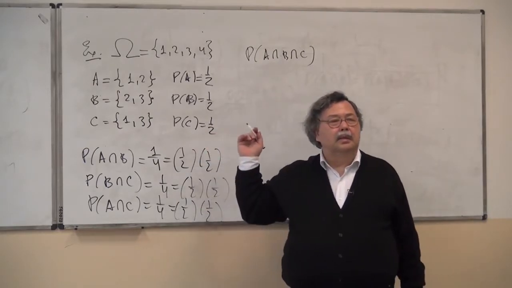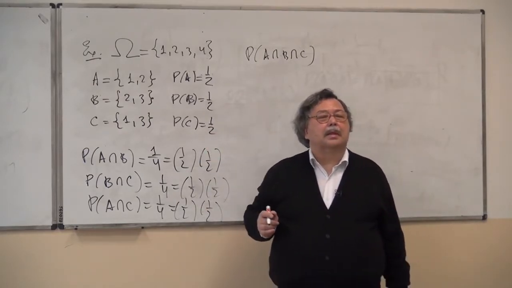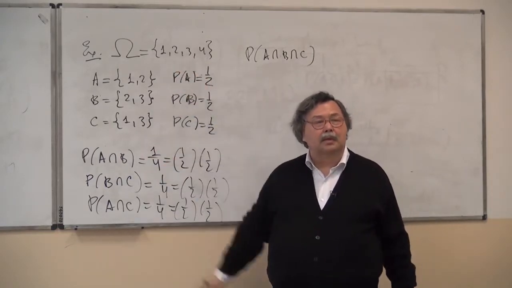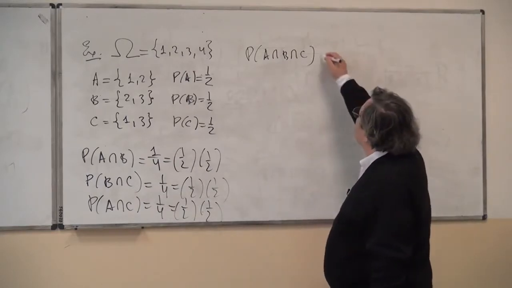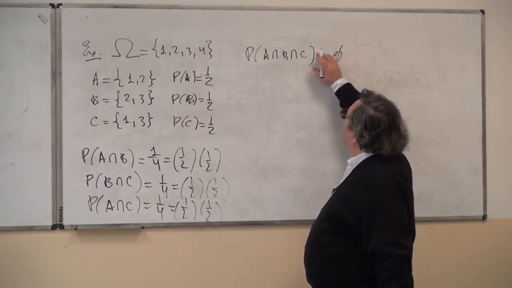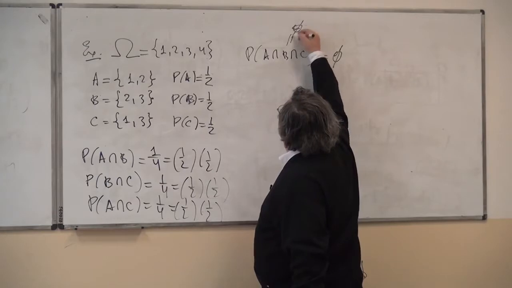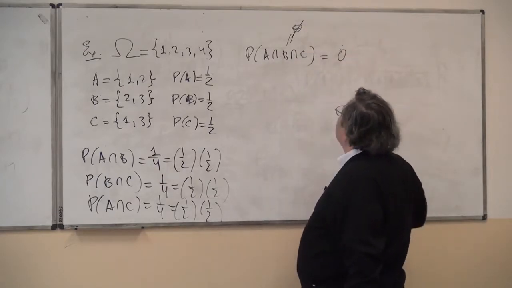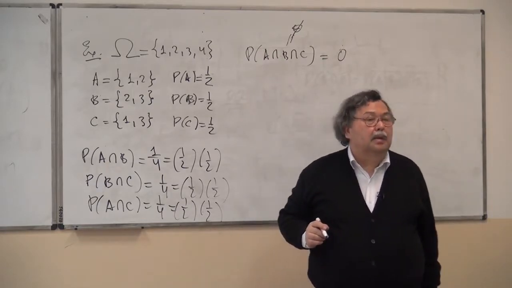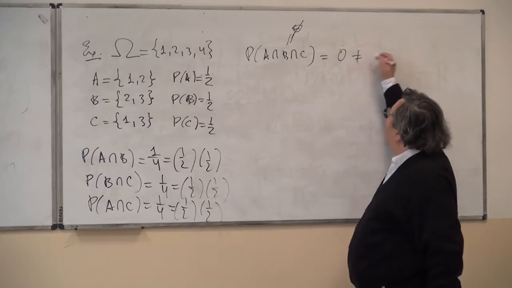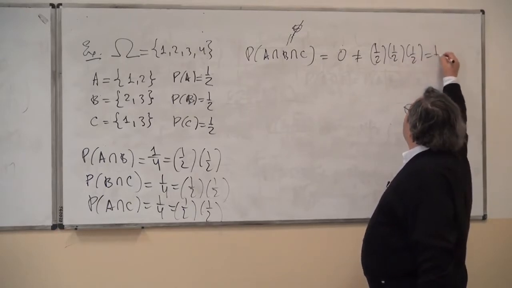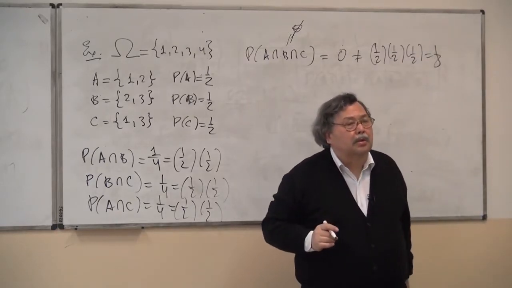Look at this. I want you to notice that it's empty. There is no number that is contained in each of these 3 sets. So it's a null event, and accordingly, its probability is 0. Is it equal to the product of the 3 respective probabilities? No. The product is 1/2 times 1/2 times 1/2, which is 1/8, not equal to 0.